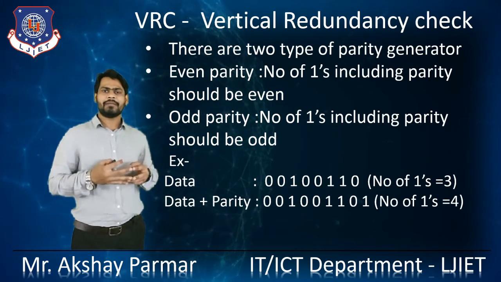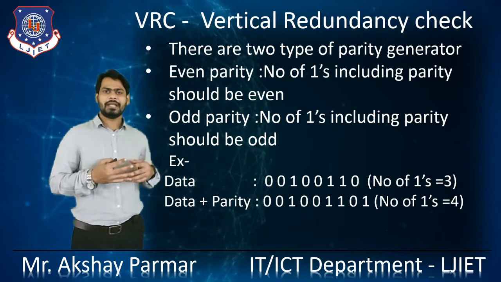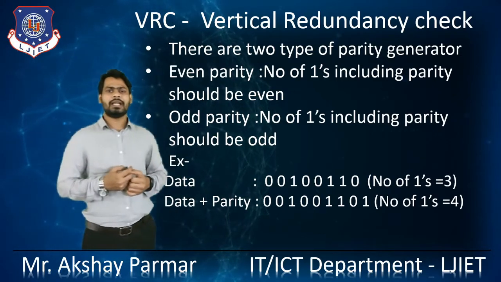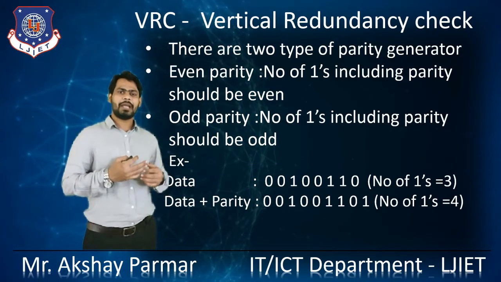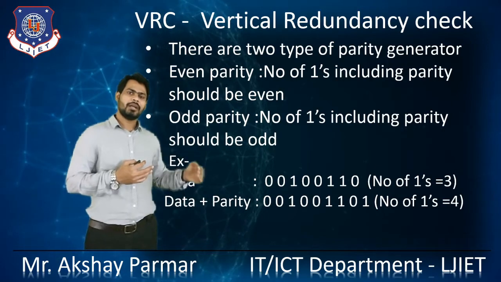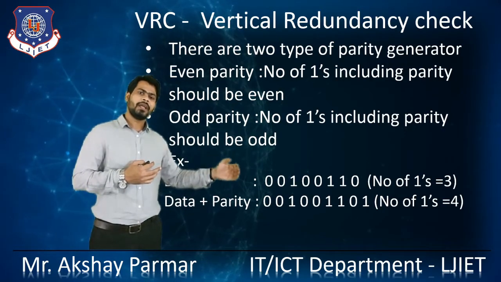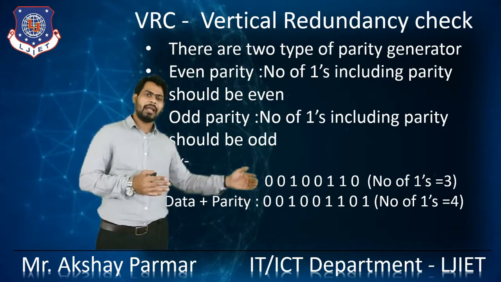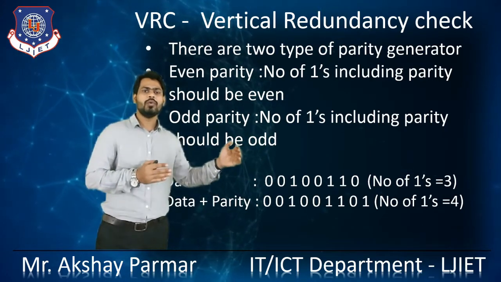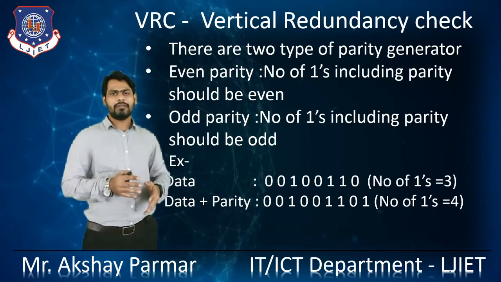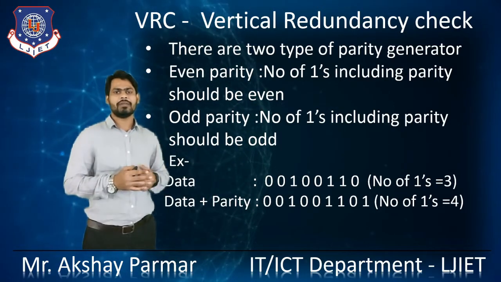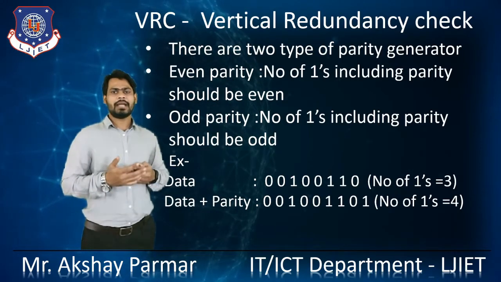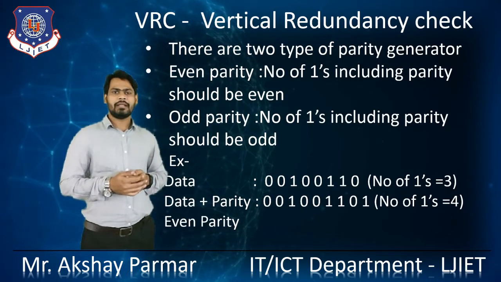Data plus parity. If we want the even parity, we are adding an extra 1 bit after that data, right? So the data plus parity bits sequence is 00100111. That is our data, and after that we are adding an additional 1 to make an even number of ones in that sequence, right? So we are adding an extra 1 at the end. That's how we are getting the even parity, right?